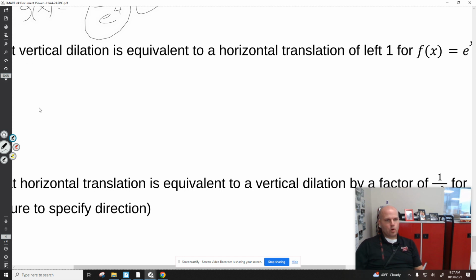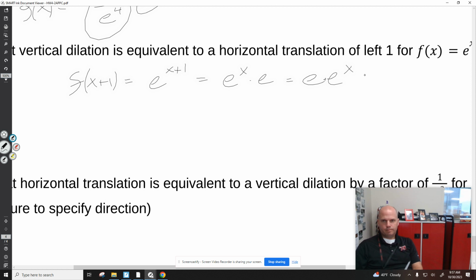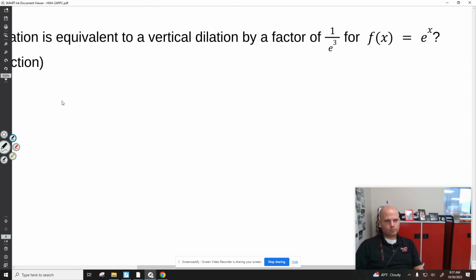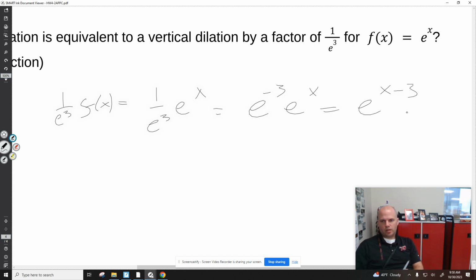If I go left 1, that's equivalent to a vertical dilation of E. If I have a vertical dilation of 1 over E cubed, that's equivalent to a horizontal translation right 3.